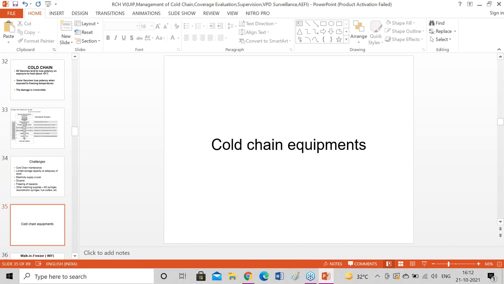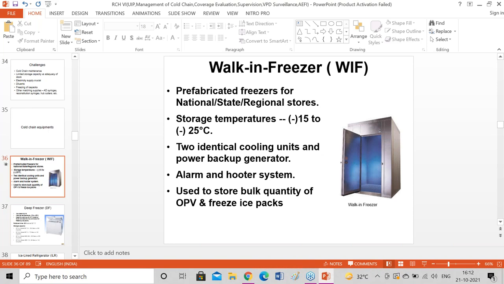Now, what are the cold chain equipments? First is the walk-in freezer. Walk-in freezers are pre-fabricated freezers. So these are at national and state levels mainly. The storage temperature is -15 to -25. Two identical cooling units and a power backup generator. There is an alarm and heater system in case this temperature varies from the desired temperature range, that is -15 to -25.